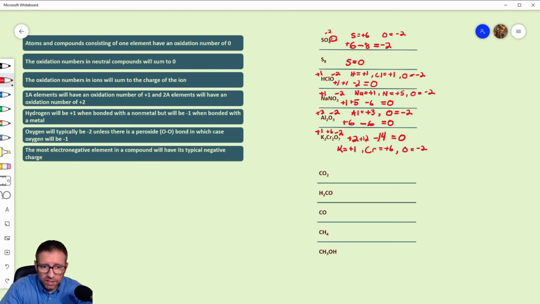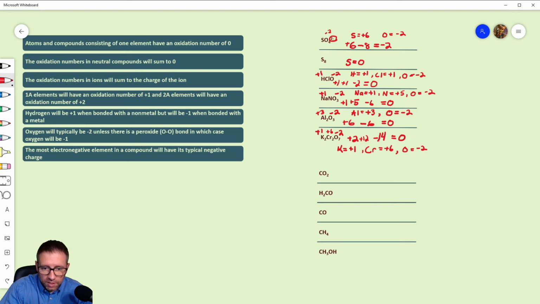Now, hopefully that's pretty straightforward to you. Just a little bit of practice, and I think you'll be able to get it if you'll just follow these rules. It'll start making more sense to you the more you practice it, and you won't have to look back at the rules as much. So let's take a look at these. These are various carbon-containing compounds, and let's take a look at how the carbon has different oxidation numbers in different compounds.